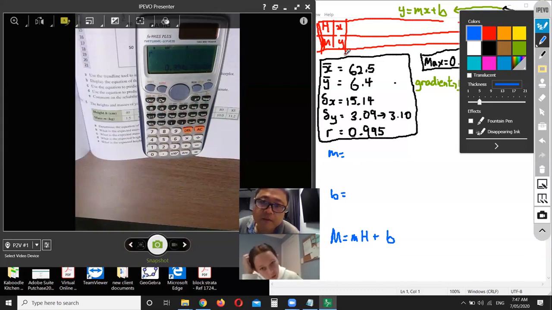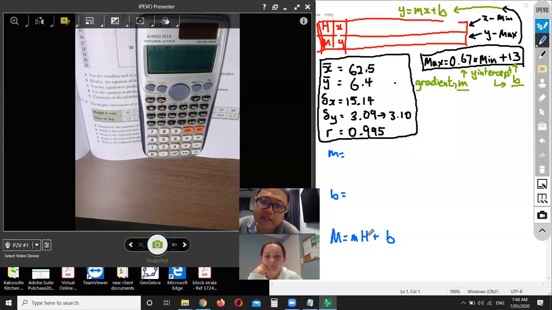Yes, with the formula. Because our X in this situation is our capital H, and Y in this situation is our capital M. So it'd be height times the gradient plus the y-intercept gives you the mass. Got it? All we need to finish this question off is our M and our B.